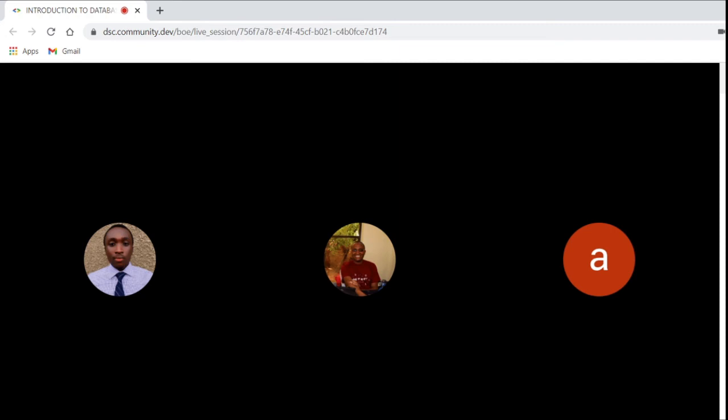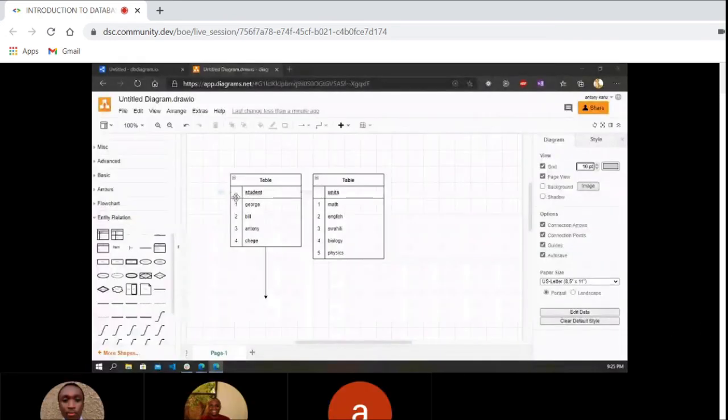Yes, the pivot table now. Okay, share your screen so that we can fill it together with the members. Can you see my screen? Yes, your screen is clear.